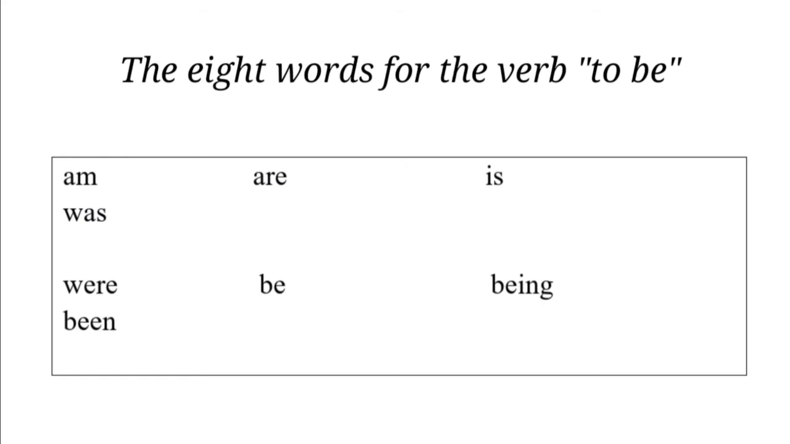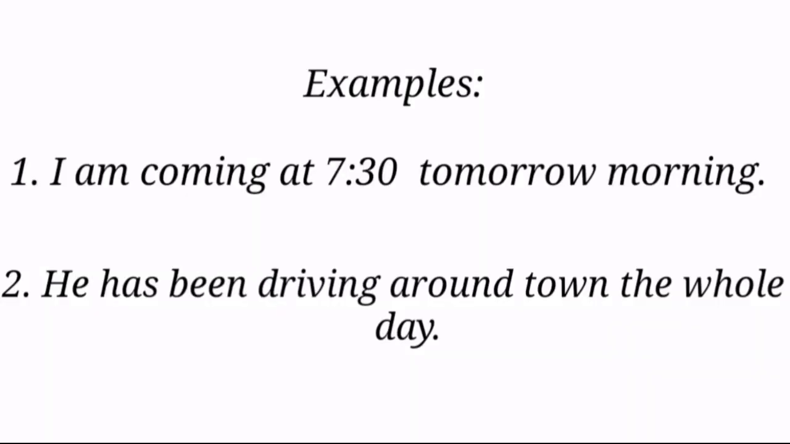I'm going to give you 2 examples. Number 1 example, I am coming at 7:30 tomorrow. I am coming at 7:30 tomorrow. Where is the verb in the sentence? The verb to be, am.